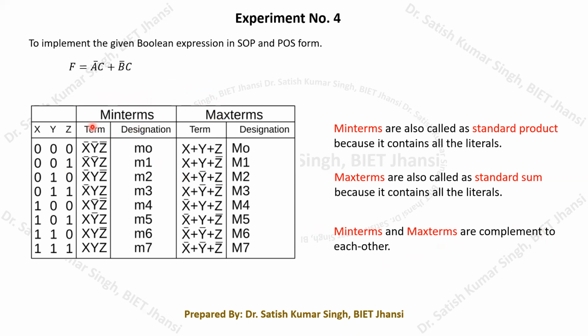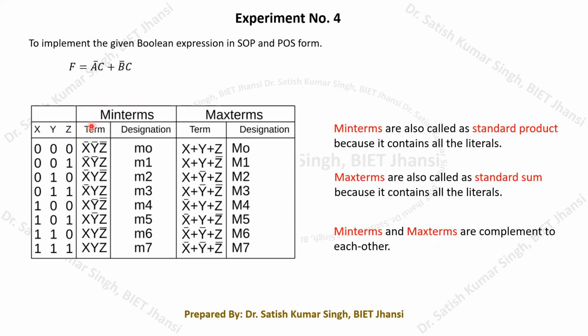So why is it a standard product? Because this AND operation is actually being performed for all the variables, all the Boolean variables. Here it has just 3 variables, so all 3 variables are present in this particular product, because AND operation is denoted by dot, and therefore it is also referred to as the standard product.